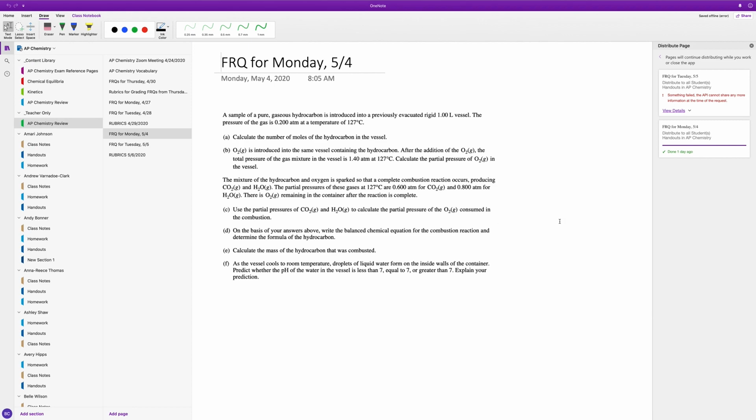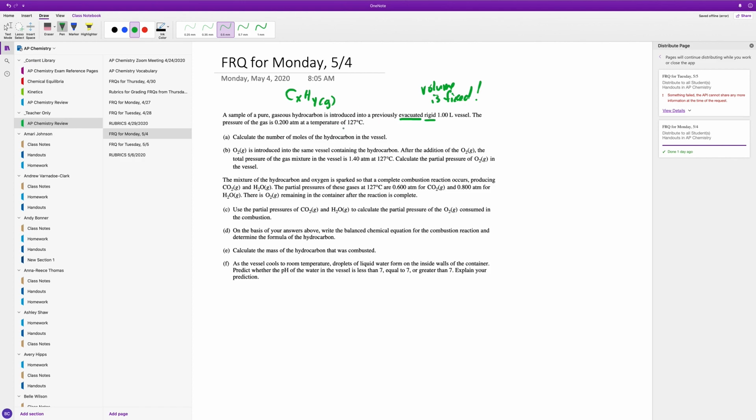So we have a sample of pure gaseous hydrocarbon. A hydrocarbon is something simply that has hydrogen and carbon in it with the general formula CxHy. So it's gaseous. We don't know its chemical formula other than that it has carbon and hydrogen. We introduce it into an evacuated, that means it's empty, no gas at all, rigid, which means the volume is fixed, 1 liter container. The pressure of the gas is 0.2 atmospheres.